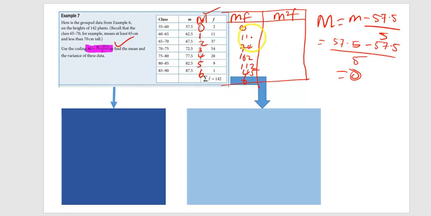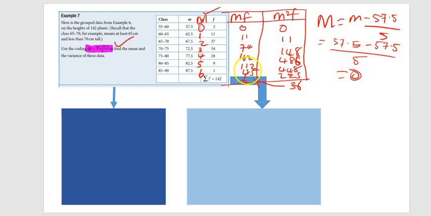Then we square: 0 squared multiplied by F will simply be 0. 11 squared multiplied by F will be 11. Then we have 148, we have 486, 486, 448, 225, and finally for 6 we have 36. So we have expanded this table to have the columns for M, MF, and M squared F.